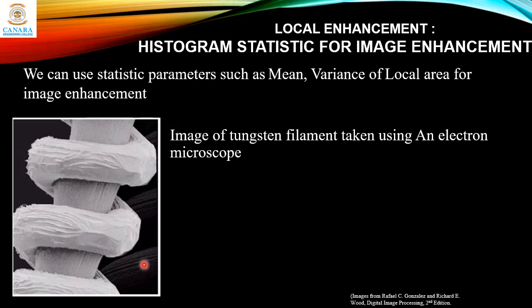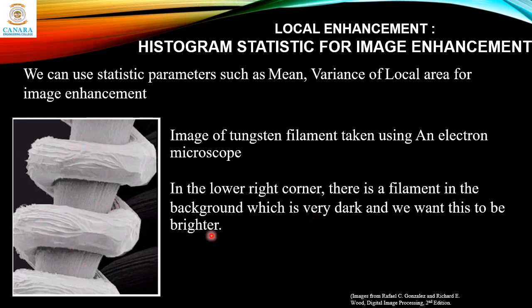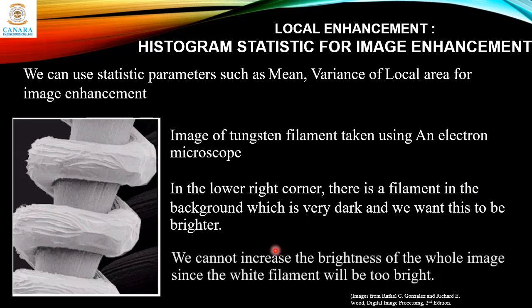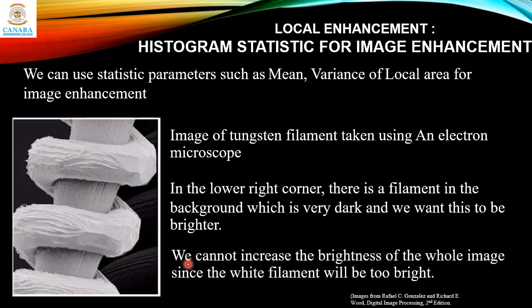So now let us try to improve the background filament. You cannot simply increase the brightness of the overall image, because that will make the foreground much brighter. So you have to find a technique in which only the background brightness is increased while retaining the foreground. We cannot increase the brightness of the whole image, since the white filament will be too bright. So that's why we should find some other innovative techniques. Let's explore how to do that using histogram statistics.